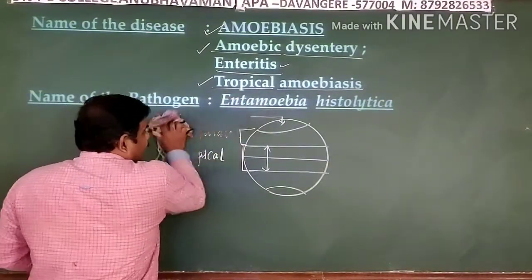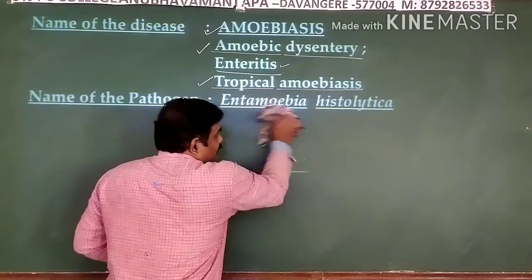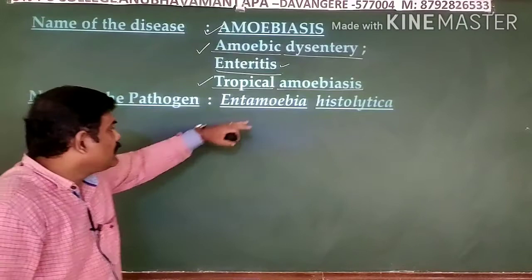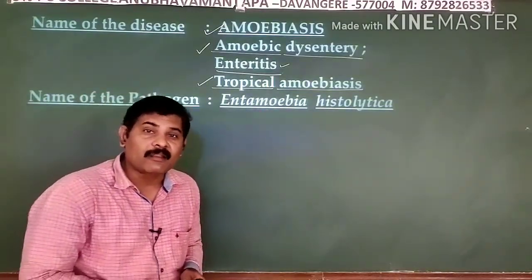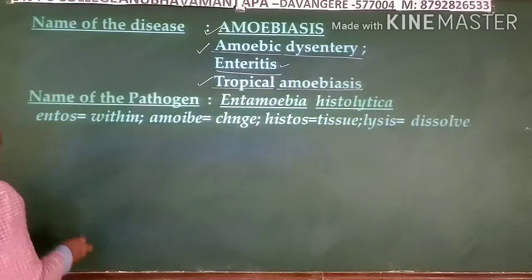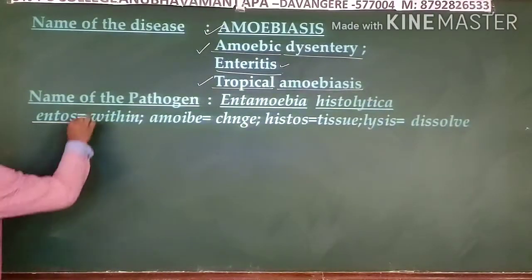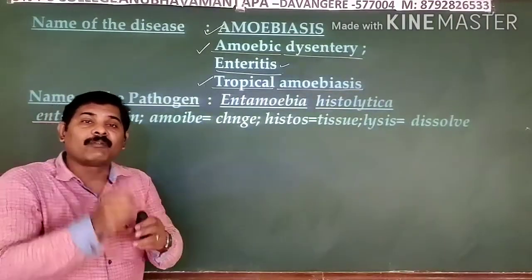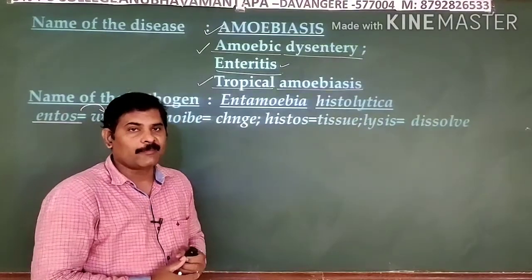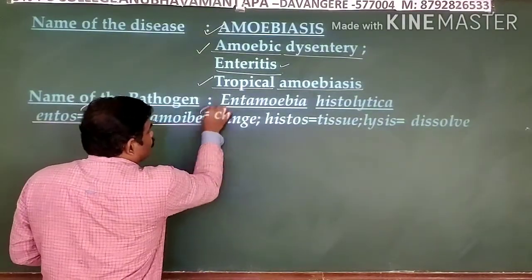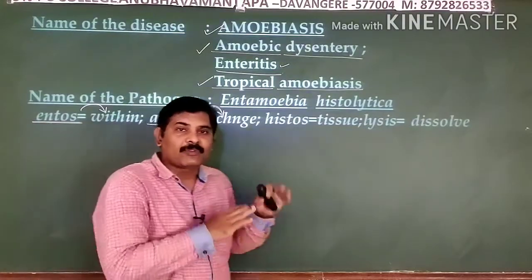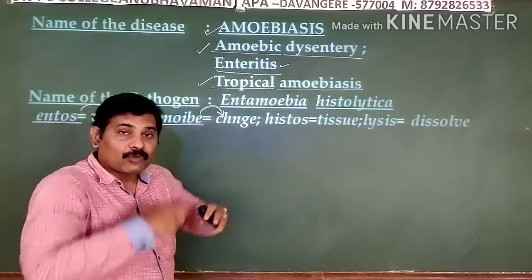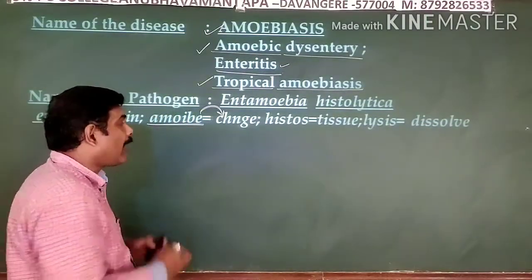Coming to the causative pathogen for this disease, as I said, it is Amoeba histolytica. This is a word derived from the Greek language. See the anatomy of the word: entos means within, and this is a parasite that lives within our large intestine, the colon particularly. And amoebos means amoeba, an organism which continuously changes its form or shape. So this is an amoeba, which continuously changes its form.